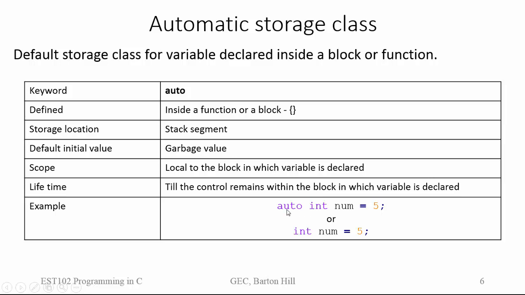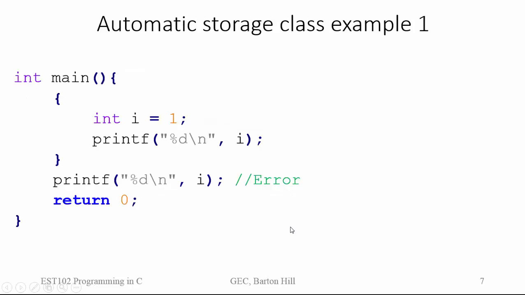So this is an example given. We can declare automatic variables inside a function or a block. We can either use auto. If no auto keyword is used, then also it will be considered as an automatic variable. We'll just see an example. This is our main program, and here inside the block I have declared I. So this variable I will only have scope and lifetime inside this block. Outside it won't have any scope.